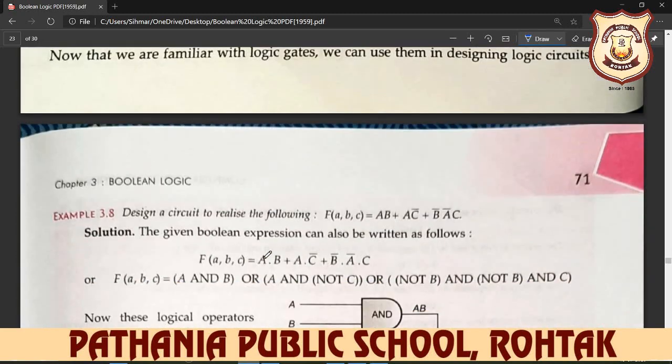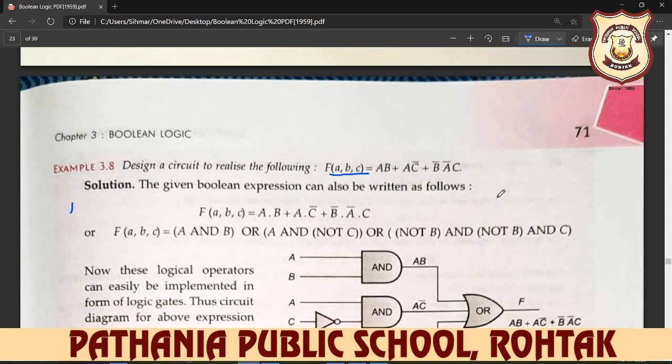Now we take one or two examples here. Design a circuit to realize the following F, A, B, C, means three variables are there, A, B and C, and the expression which we want to find out, A multiply B plus A C complement plus B complement A complement and C. So how to draw the logic circuit, how you draw the gates of this statement.